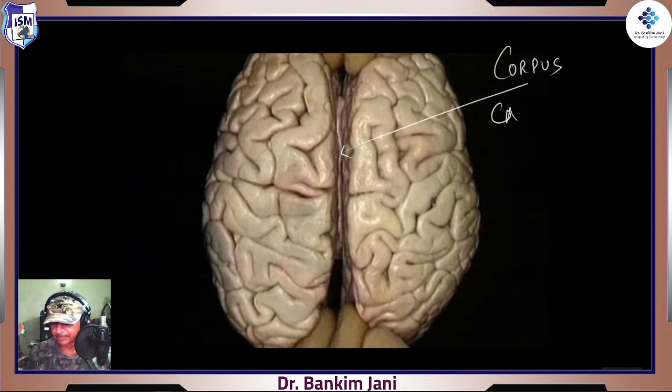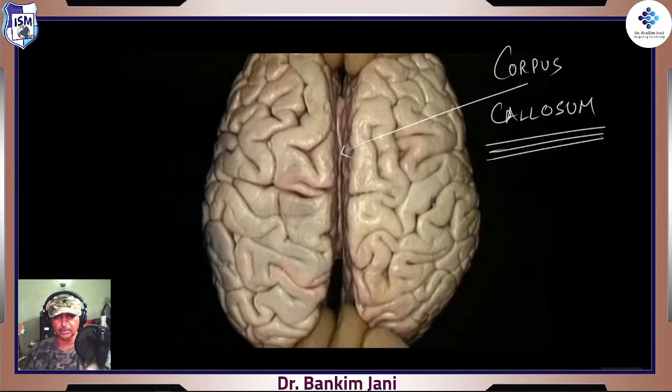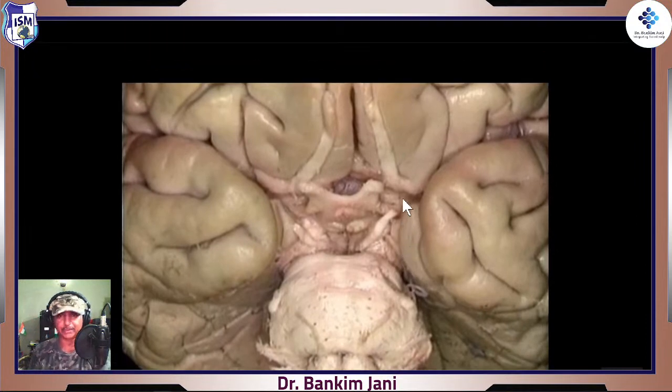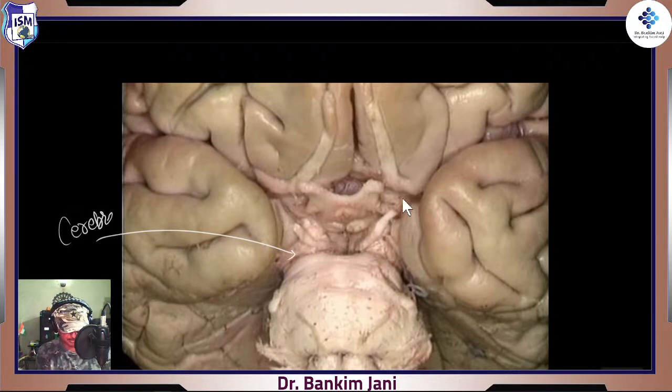From the top, when we expand and separate both the hemispheres, we watch this structure, the corpus callosum. All the way from the front to back, you can see that it is connected. Once again we are coming back to the same thing. This is the cerebral peduncle.